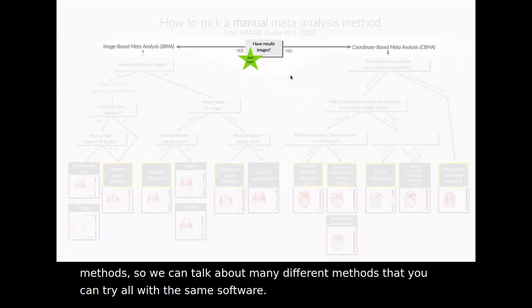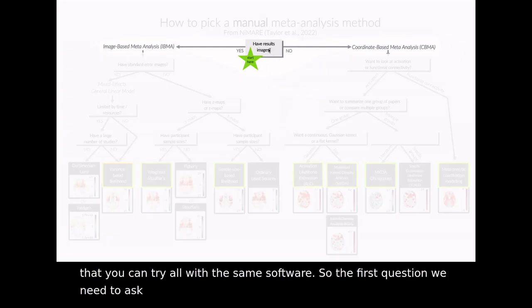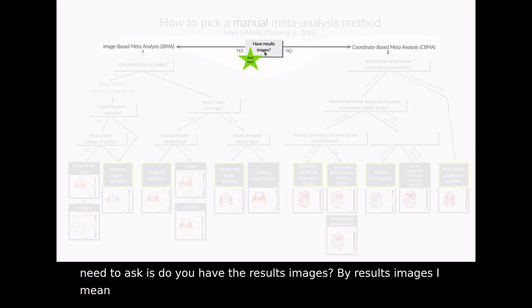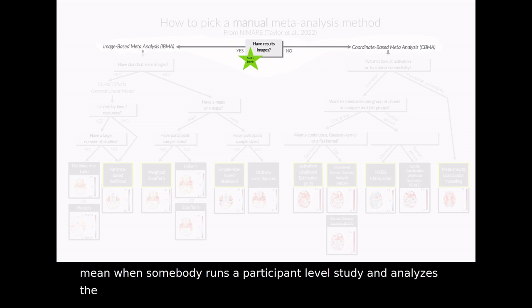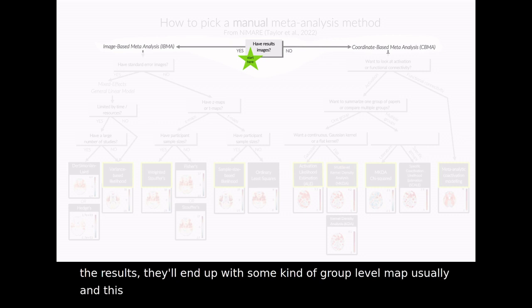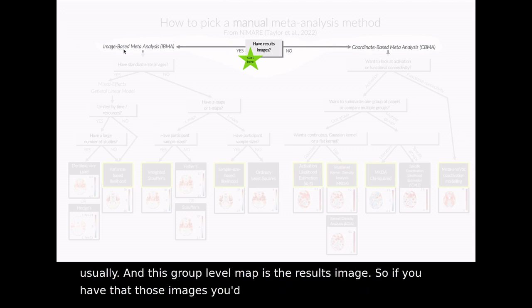So the first question we need to ask is, do you have the results images? By results images, I mean when somebody runs a participant level study and analyzes the results, they'll end up with some kind of group level map usually, and this group level map is the results image. So if you have those images, you'd be doing what's called an image-based meta-analysis.